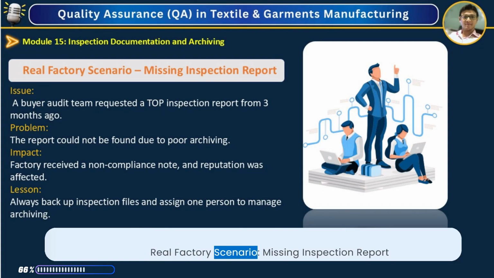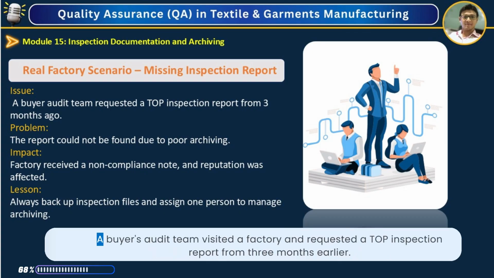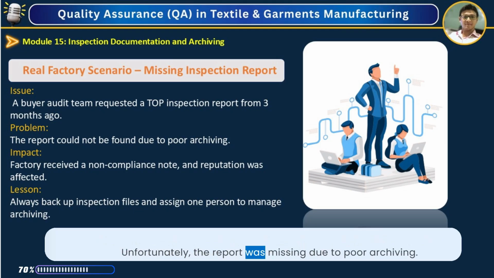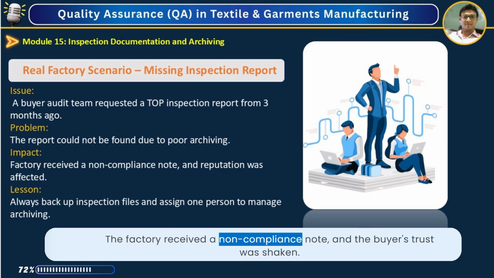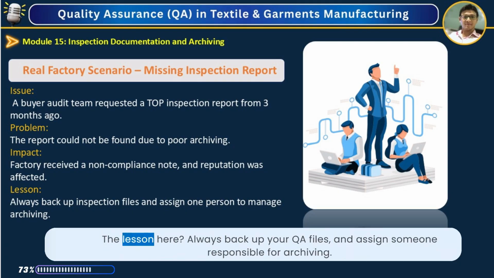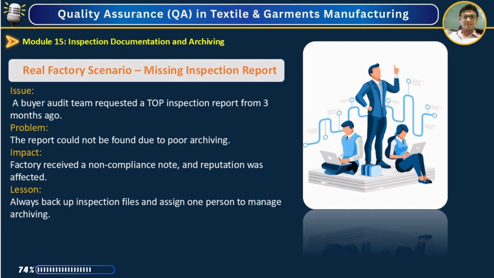Real factory scenario: missing inspection report. Let's look at a real-world example. A buyer's audit team visited a factory and requested a top inspection report from 3 months earlier. Unfortunately, the report was missing due to poor archiving. The factory received a non-compliance note, and the buyer's trust was shaken. The lesson here? Always back up your QA files and assign someone responsible for archiving.